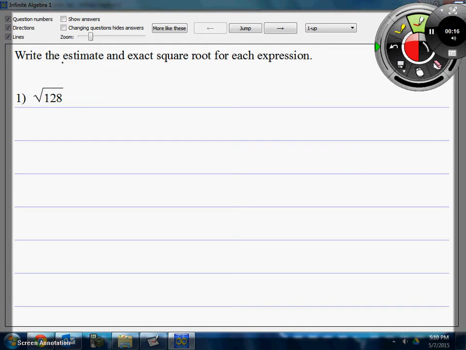If I'm writing the estimate, this is where I'm doing my number line method. This is when you need to find the two perfect squares that it's between and find a number in between those to work for decimals. The square root is where I'm using my perfect squares to help find my simplified form.